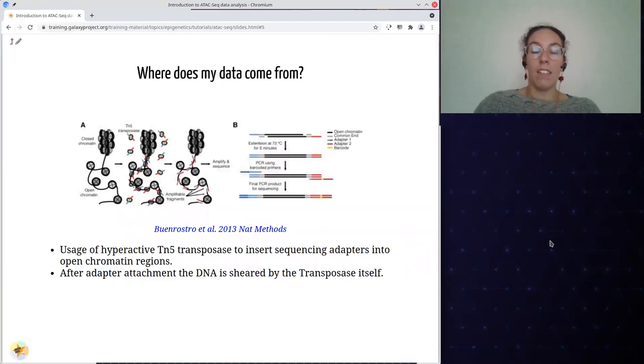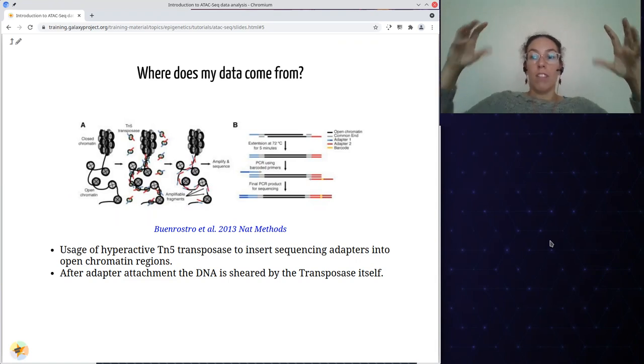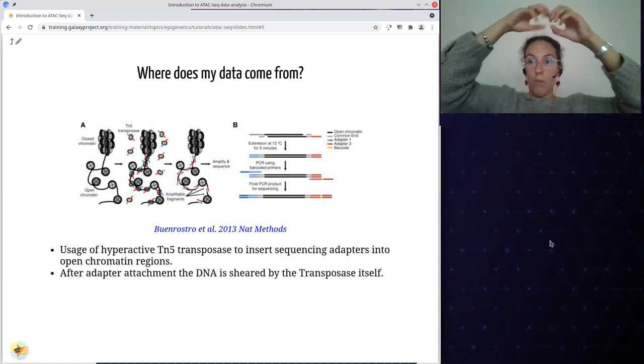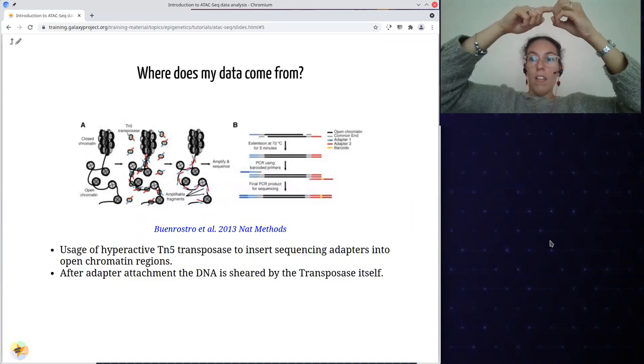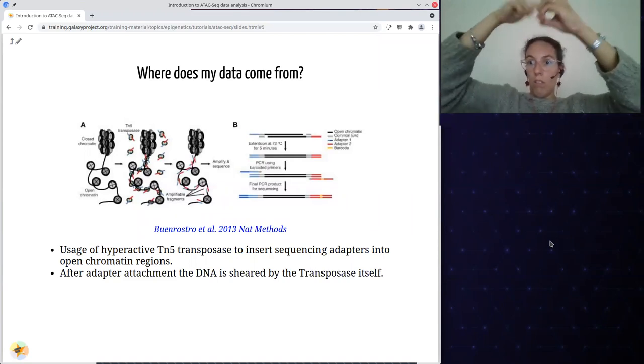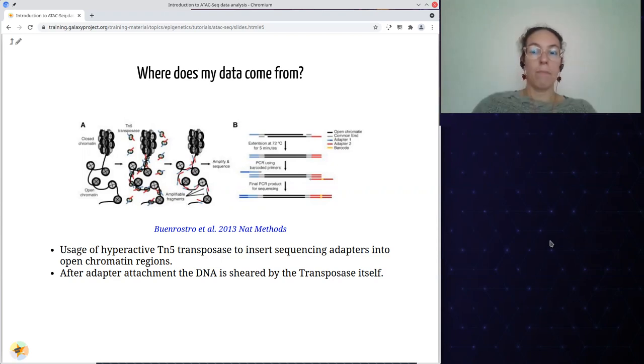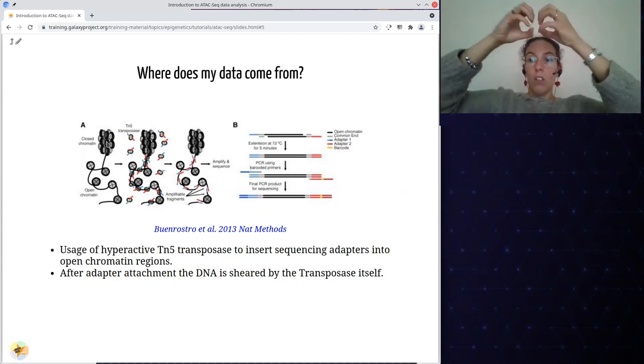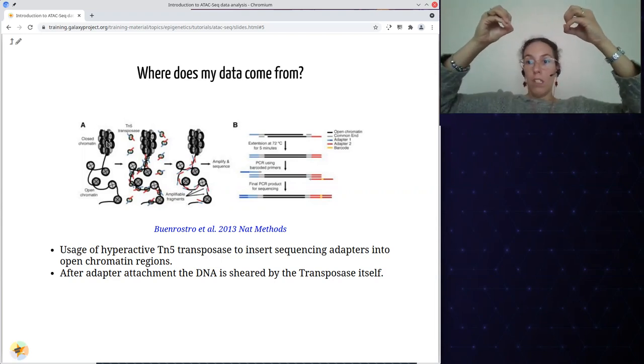So ATAC-Seq is designed to identify in the genome the regions that are accessible. What does that mean? So in the nucleus, the DNA is wrapped around nucleosomes. In some places, the nucleosomes are very compact and all the DNA is wrapped around them. This is what we call closed chromatin. In other regions, the distance between nucleosomes is larger, and then you have free DNA in between.